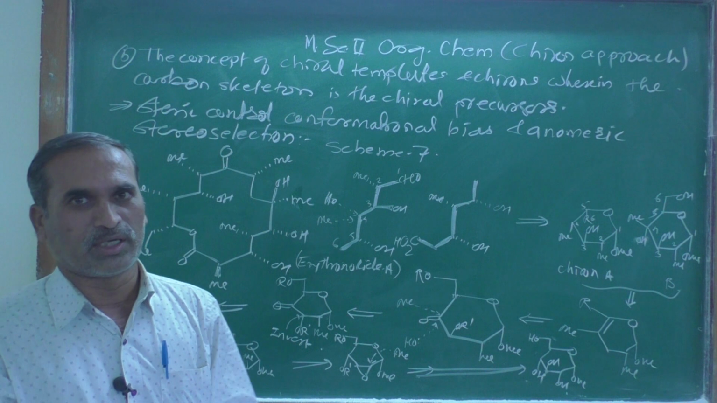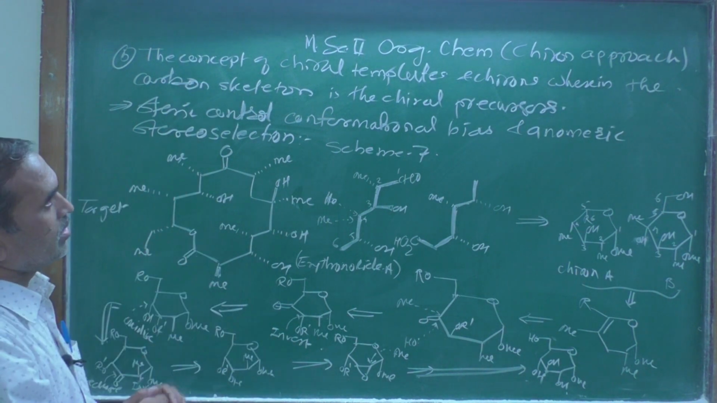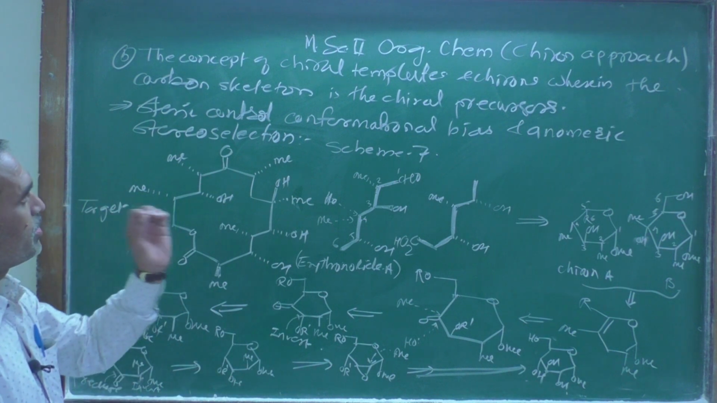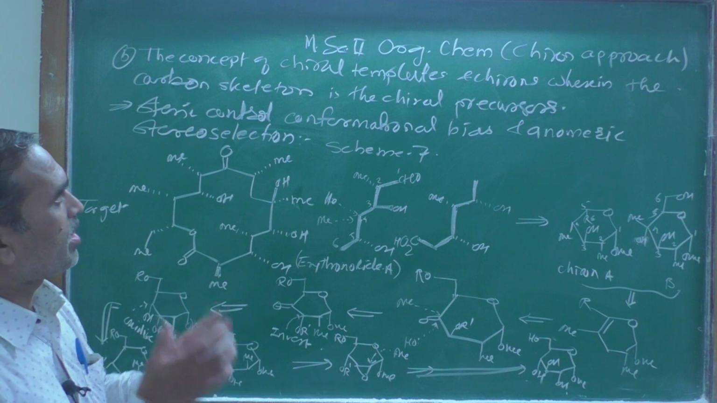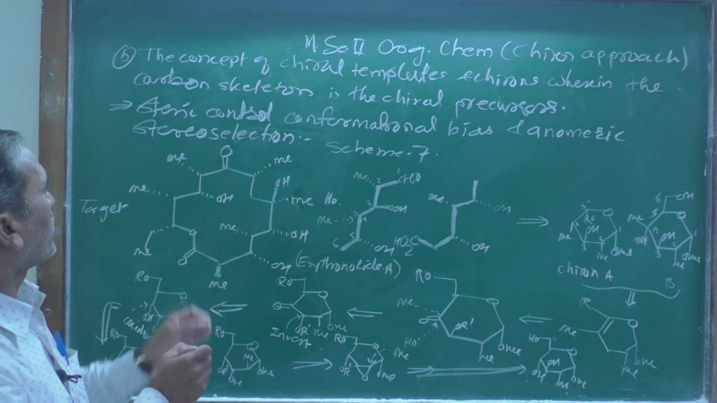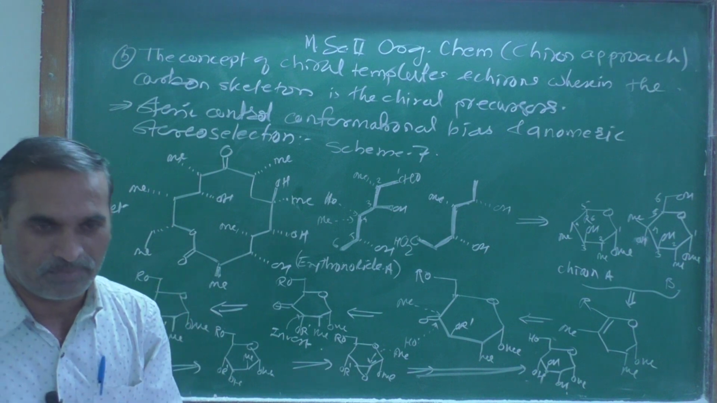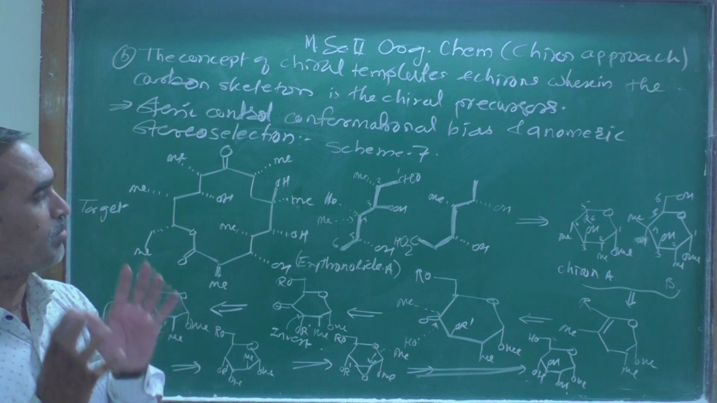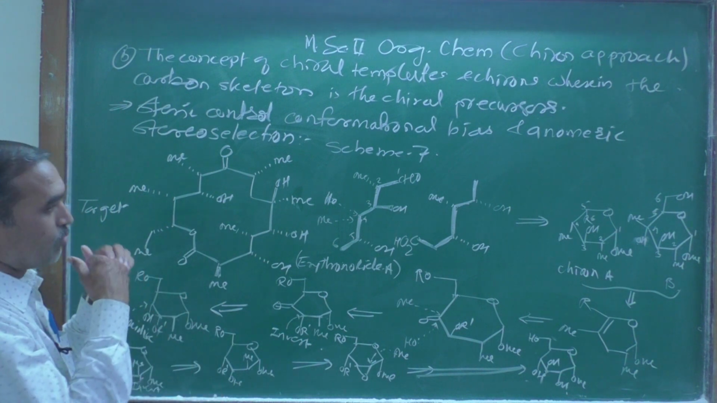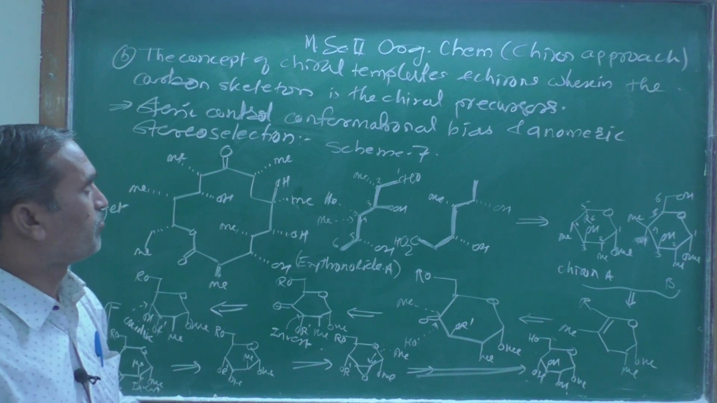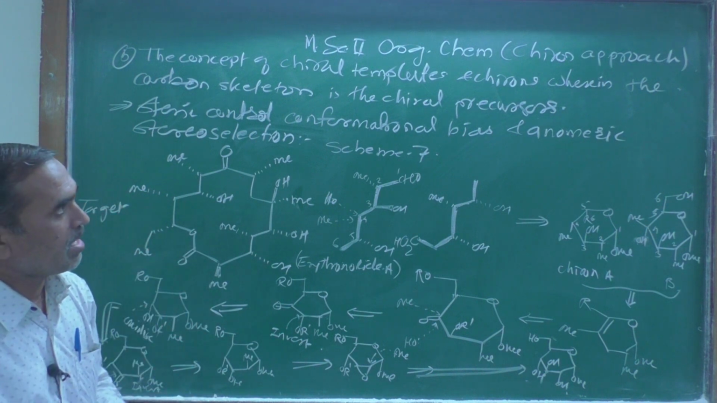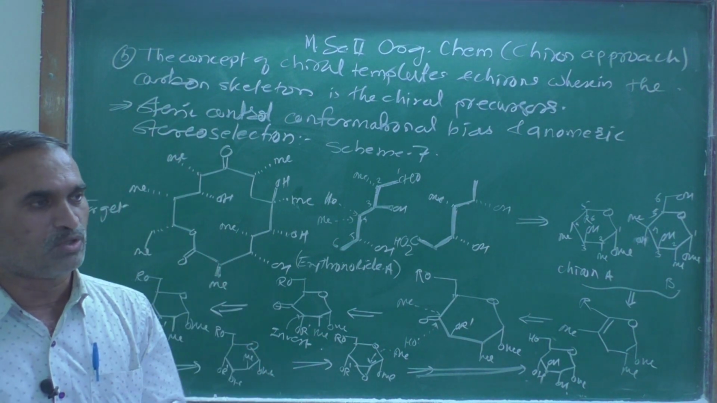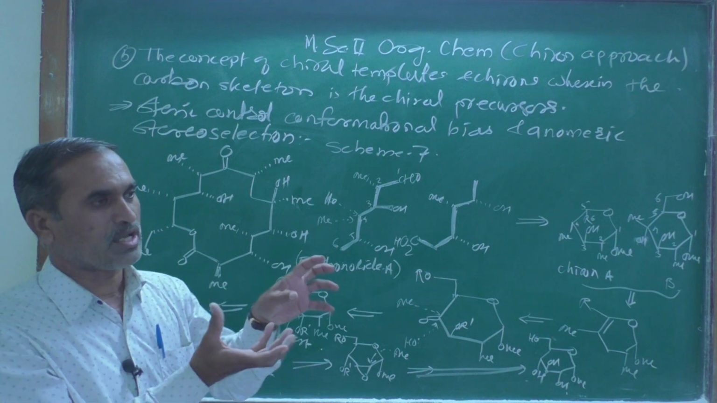What we are going to learn today: we are already discussing the second point according to our syllabus, the concept of chiral templates, chirons, wherein the carbon skeleton is the chiral precursor. That is the main point we are discussing here. What is a chiral template, what are the chirons, what type of carbon skeleton or framework is present in that, and the chiral precursor, and the ultimate aim to synthesize the target molecule by considering this chiron approach.